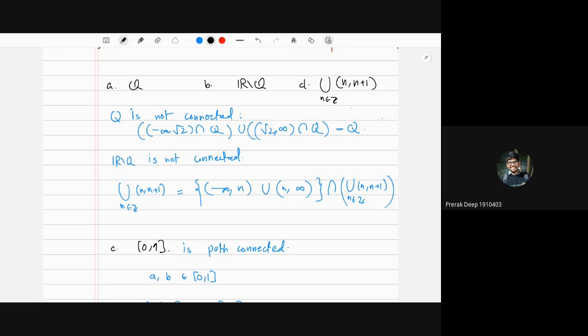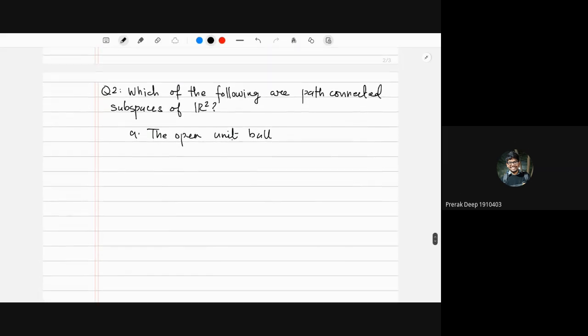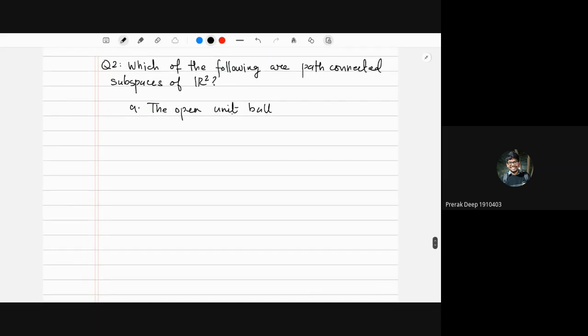Is it clear? Okay, good. If there is any other doubt, you can write in the chat and I will explain. Those who just joined, I'm discussing question number 2, which is about path connectedness, and I'm writing down this question only.